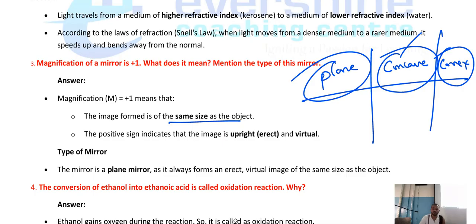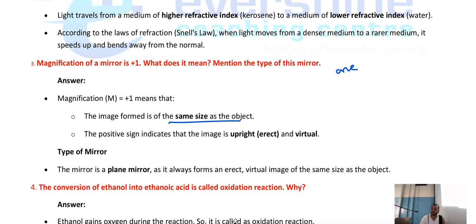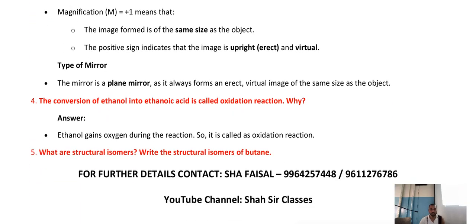Any doubts? Is this clear? Good. Now, which type of mirror is this? It is a type of plane mirror. Next question.